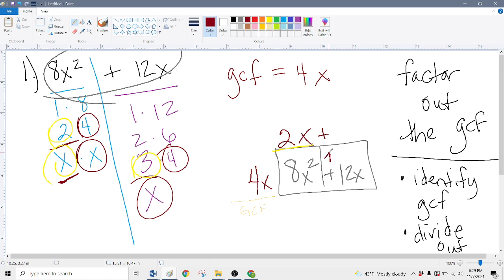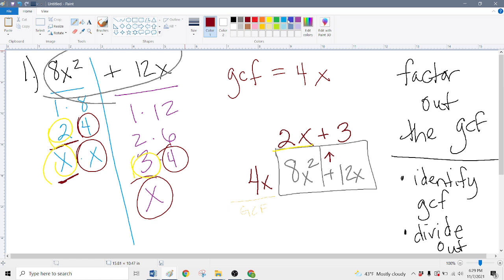And we're always going to bring this sign up. And what we would need is a 3. 3 times 4 is 12. We don't need any more x's. We already have an x on this term. So 3 times 4x is 12x. When we divide 4x out of our original expression, we have 2x plus 3.